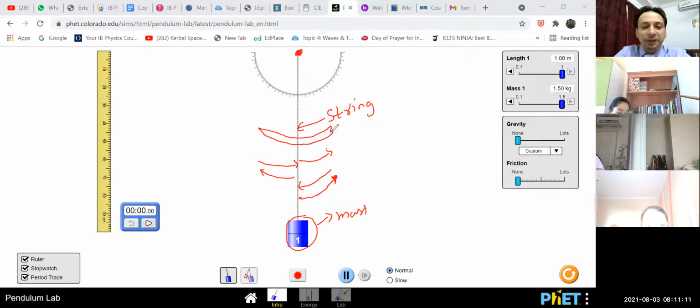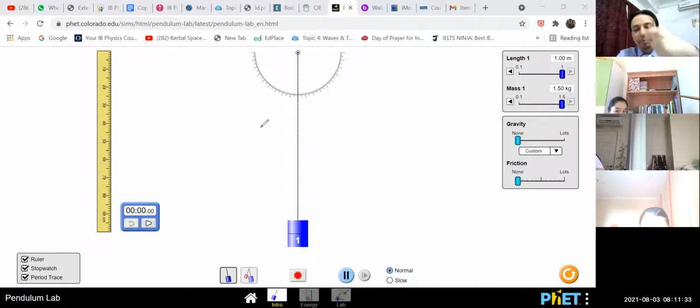Now, some of the students might say, sir, it's very easy to find the time period of one oscillation: once we release from here, we can start the stopwatch and measure the time. Yes, definitely you are right. But for better accuracy, children, instead of finding the time period of one oscillation, we are going to find the time period of 10 oscillations or maybe 20 oscillations. After that, we will find the time period of one oscillation.